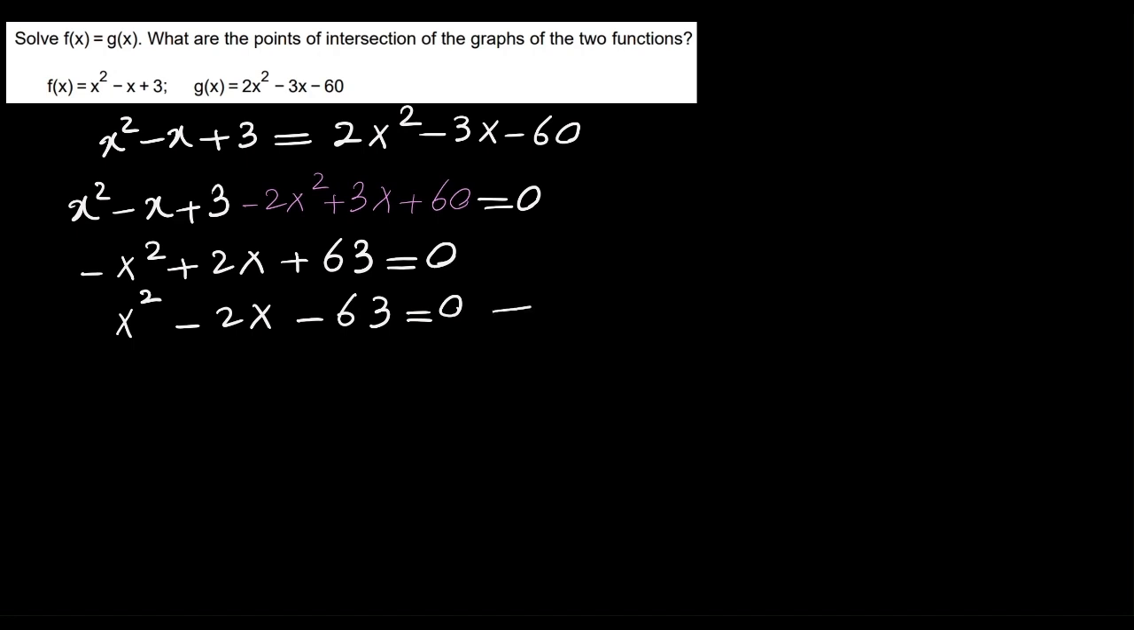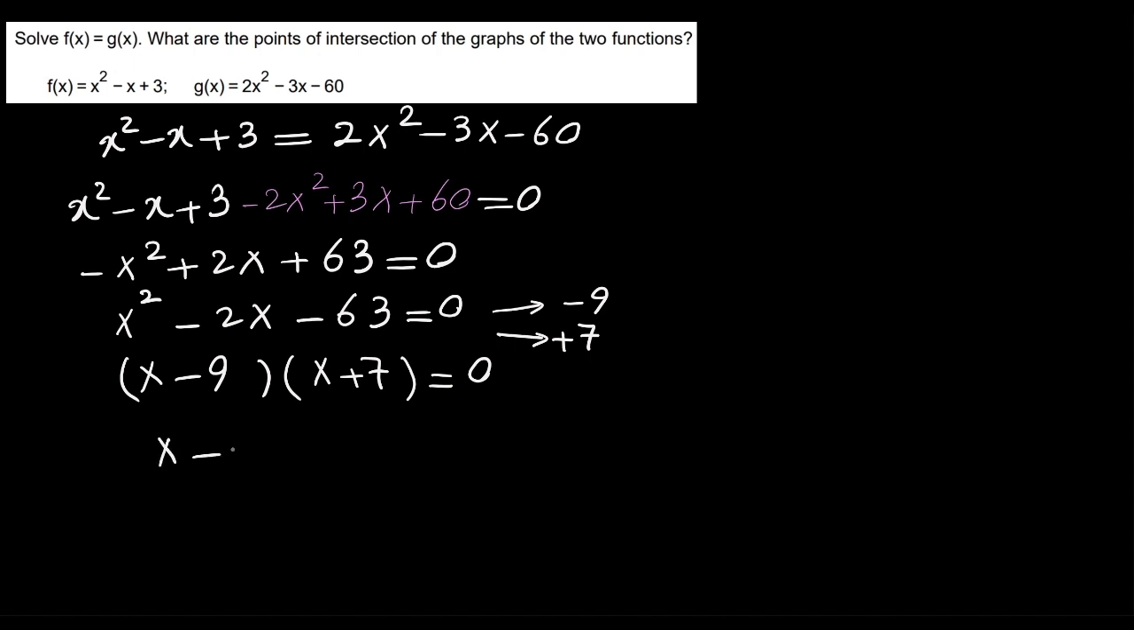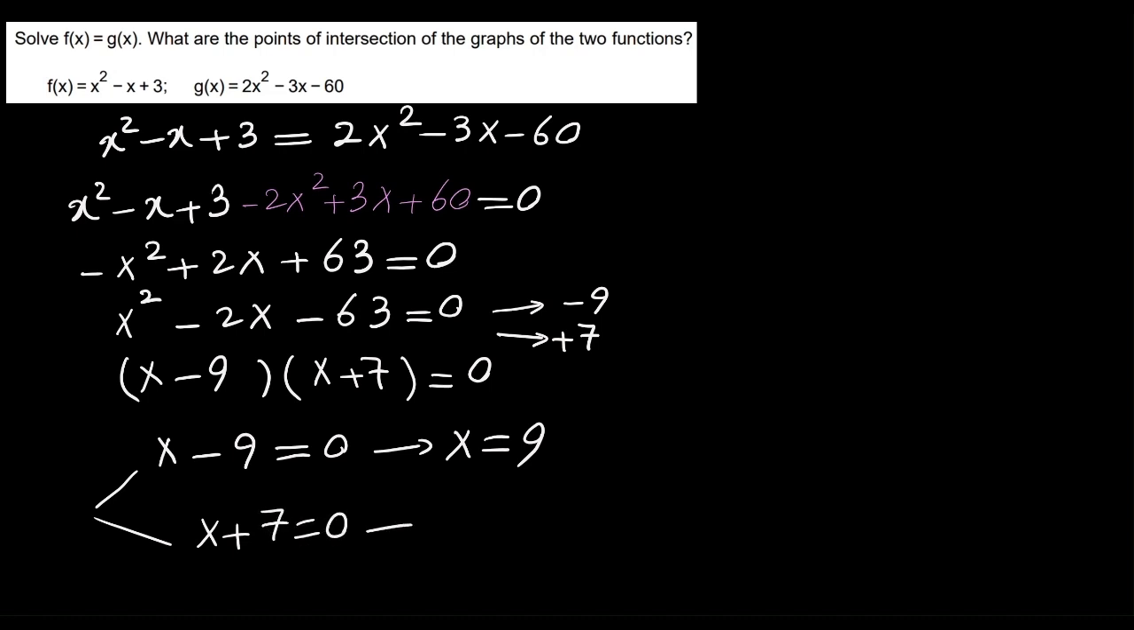and those two values can be -9 and +7. So we have x minus 9 times x plus 7 is 0. Multiplication of two terms is 0. So the first one can be 0 and x is 9. If the second one is 0, then x is negative 7.